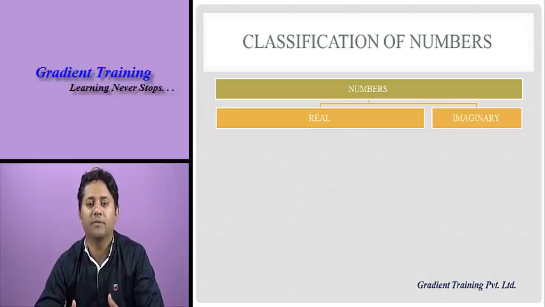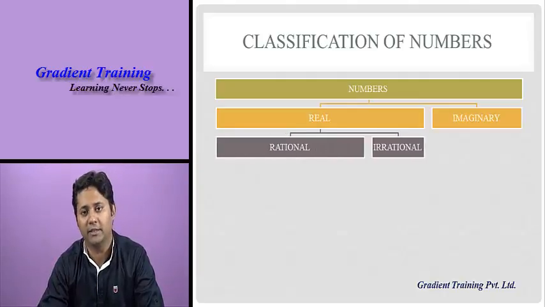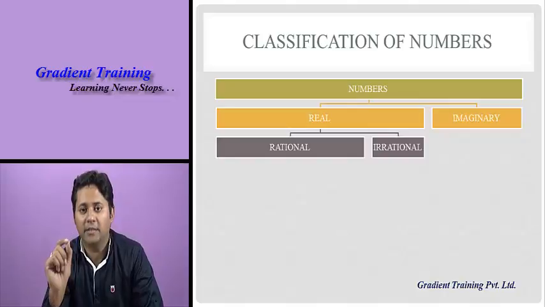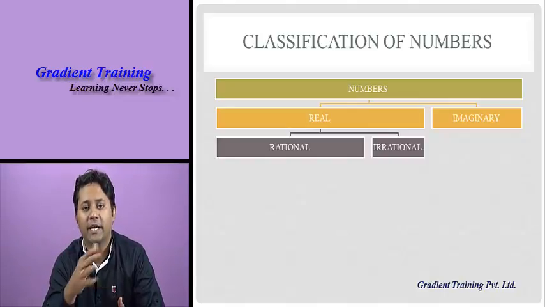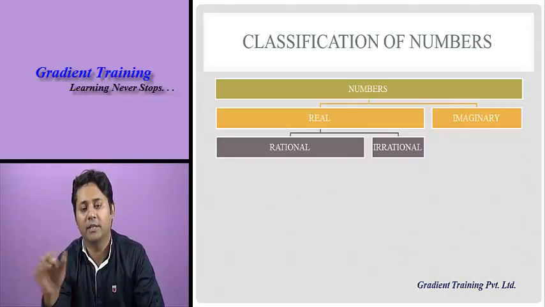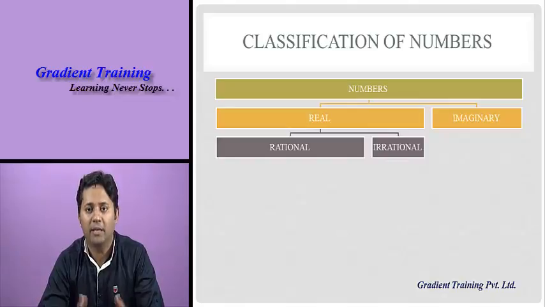In how many ways can we classify real numbers? Real numbers can again be classified into two broad categories: rational and irrational numbers. What is the basic distinction between rational and irrational numbers? Rational numbers are those numbers which can be represented in the form of p by q, where p and q both are integers and q should not be equal to 0. If it cannot be represented in the form of p by q, then it's an irrational number. So numbers like root 7, cube root of 30, fourth root of 80, all these numbers are irrational numbers. Pi is an irrational number.